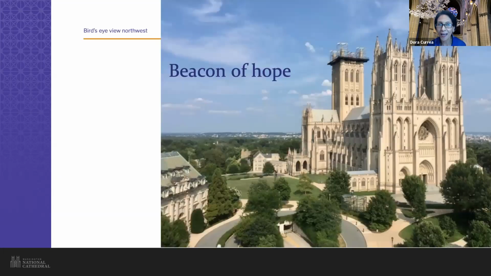This is a bird's eye view of the cathedral. You see the west facade that we just looked at, and also the north side of the cathedral. And here you get a sense of the location of the cathedral atop Mount St. Albans. In the background, you see downtown DC at a lower elevation. No wonder when our founders of the cathedral went to this site, they could foresee that the cathedral could be a beacon of hope, inviting all people.